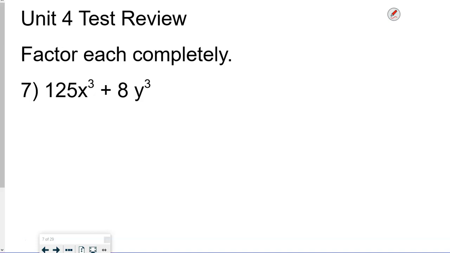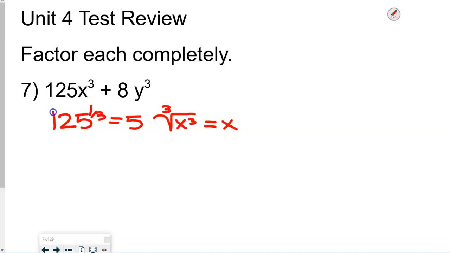Here's another special pattern. Because I have an x to the third and a y to the third in this problem, my guess is that these are two perfect cubes, the sum of two perfect cubes. So to try to see if that's true, I'm going to take 125 to the 1/3 power, that's 5. And when I take the cube root of x to the third, that's x. Going to keep working across here. We're going to take 8 to the 1/3 power. That's the cube root, by the way, and so that's 2. And then we're going to take the cube root of y to the third, that's y.